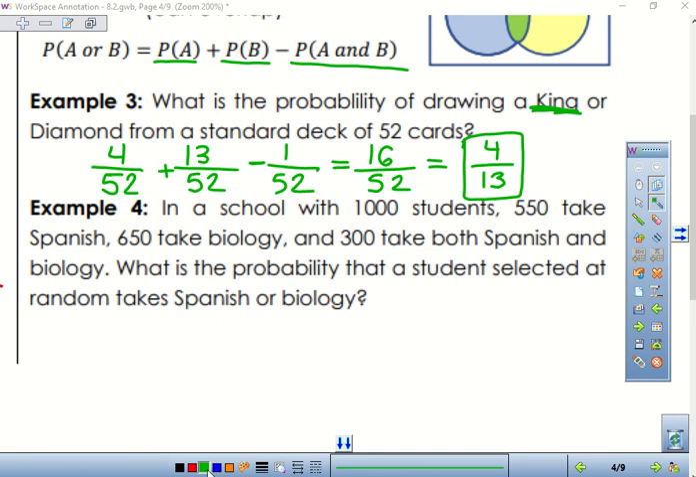Alright, so let's go ahead and try the next one. So in a school with 1,000 students, 550 students take Spanish, 650 take biology, and 300 take both Spanish and biology. What is the probability that a student selected at random takes Spanish or biology? So you're okay with finding a student who takes one or the other, which also means you're okay with them, if they take both, right? So we're going to find the probability of Spanish first. So what's the probability you find a student who just takes Spanish?